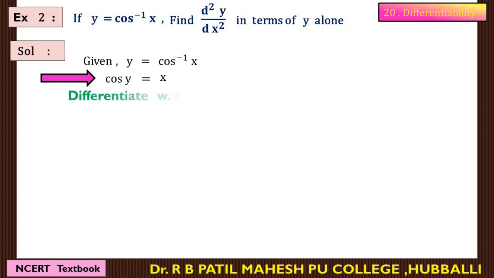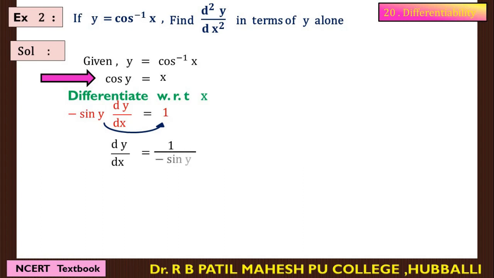So now I differentiate this equation with respect to x. So cos y gives minus sin y dy by dx is equal to 1. Now you can see that in this equation there is no x term. The x term is eliminated because I want the answer in terms of the y variable. That's why this inverse function is converted into trigonometric form, cos y is equal to x. Transfer minus sin y to the right side, so you will get dy by dx is equal to 1 upon minus sin y.